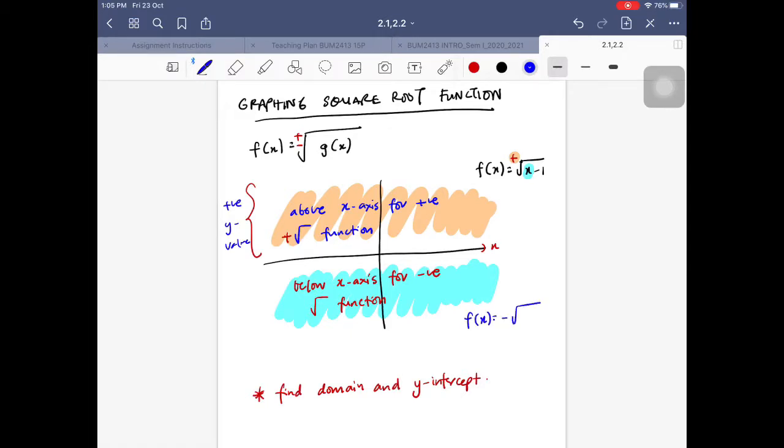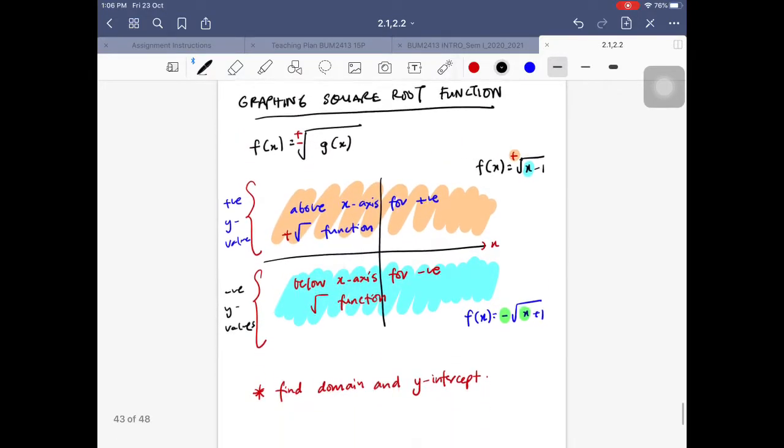And when I have a negative square root function, for example, negative of the square root of x plus 1, because of the negative right here, no matter what value I substitute for x, the highest value is going to be 0, and it is going to be a negative value of y. So therefore, this is where it's going to be positioned. This is where all the negative y values are. So bear that in mind, okay?